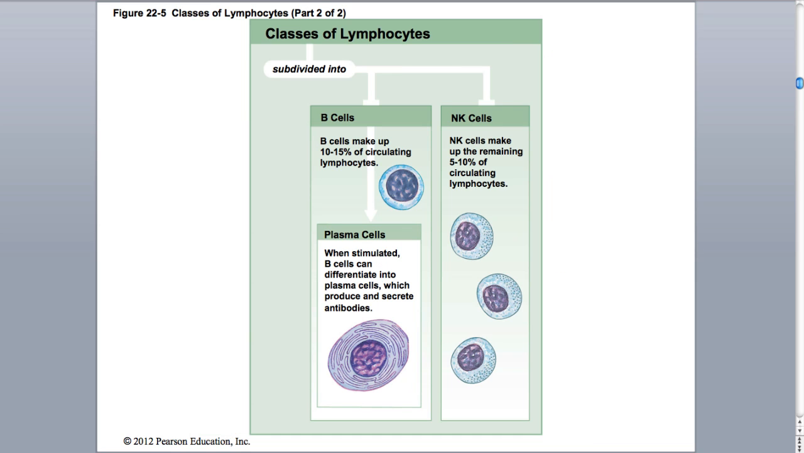Next slide. Here's the B cell. The B cells make plasma cells, and the plasma cells would make antibodies, not shown in this picture. And then we have a separate category called natural killer cells, and these are not really true specific. Next slide.